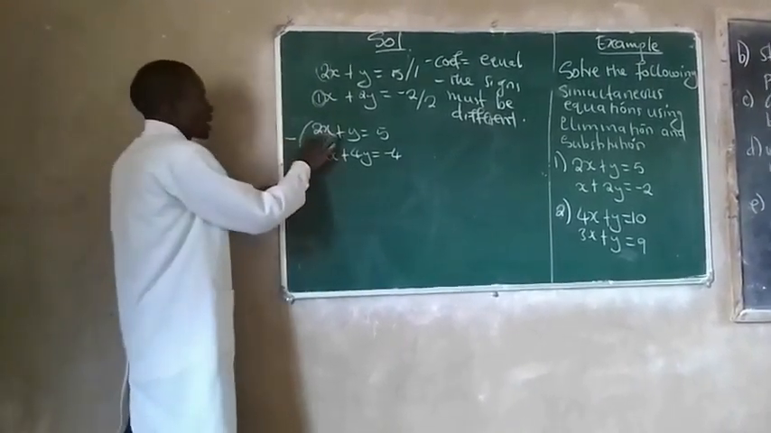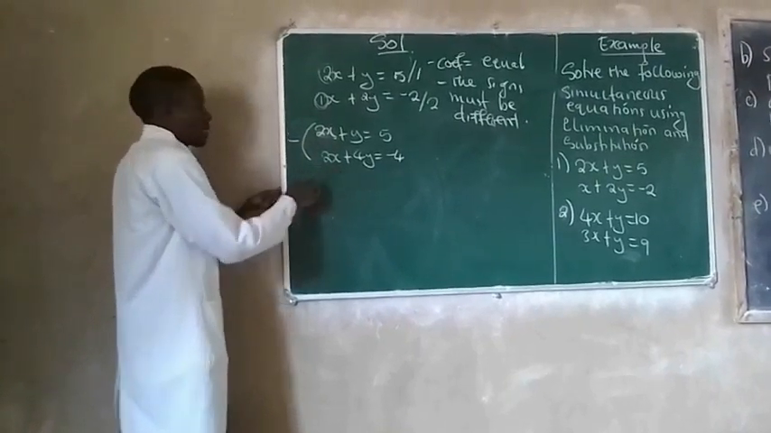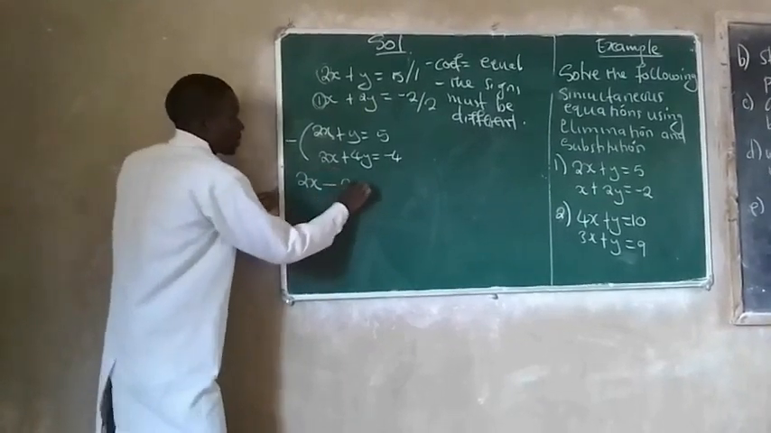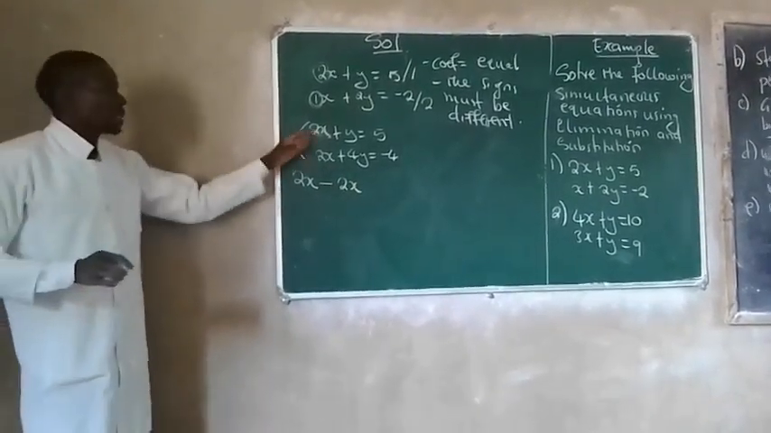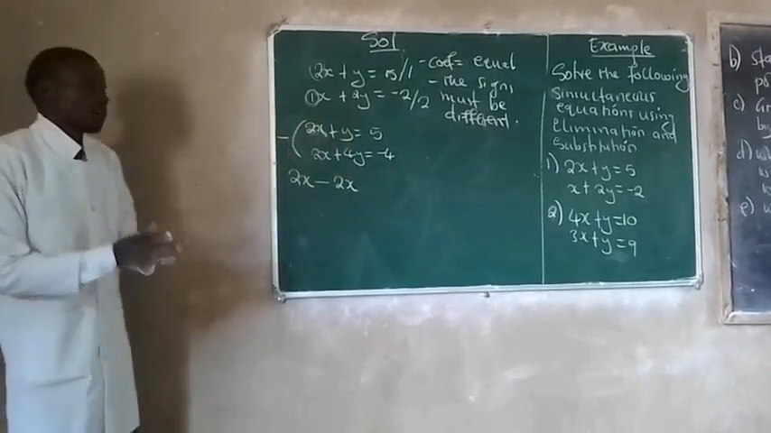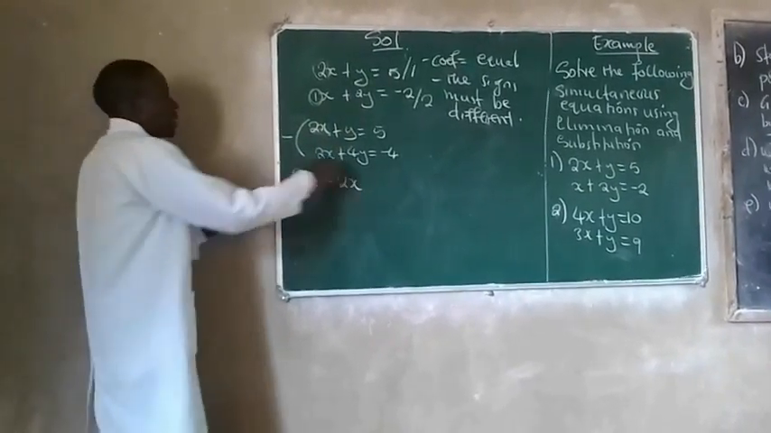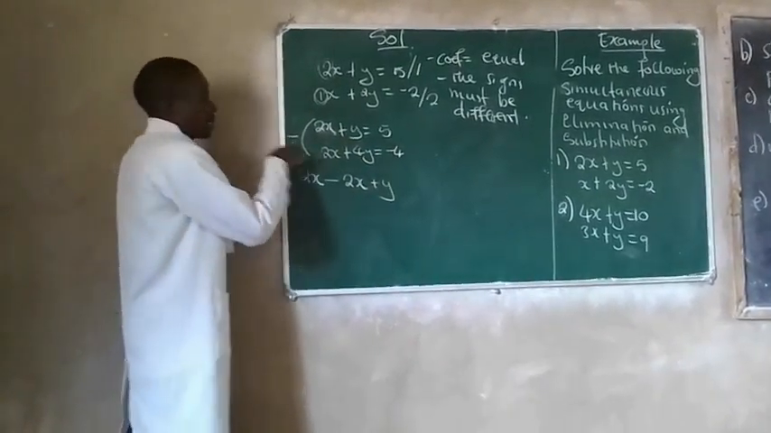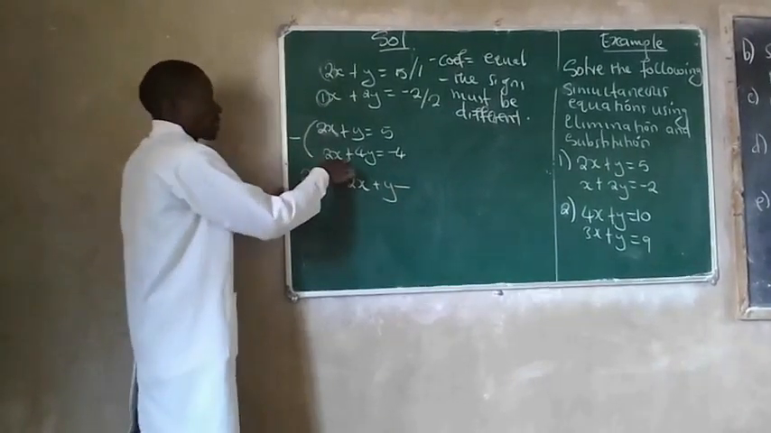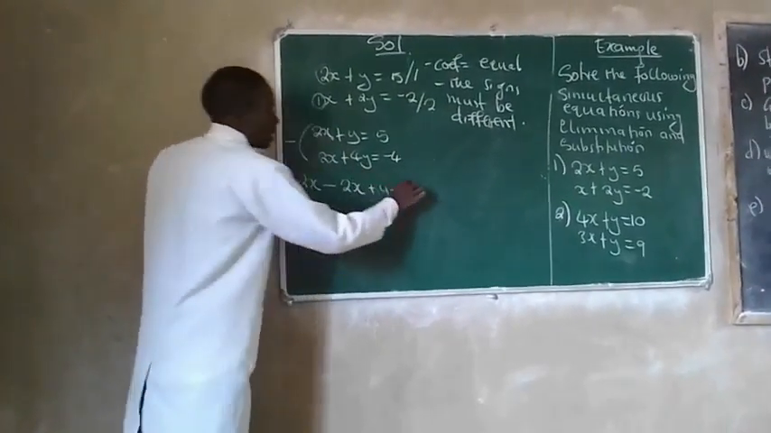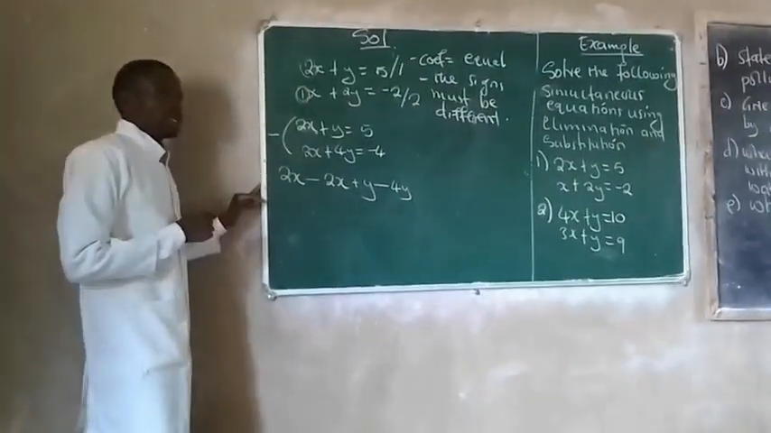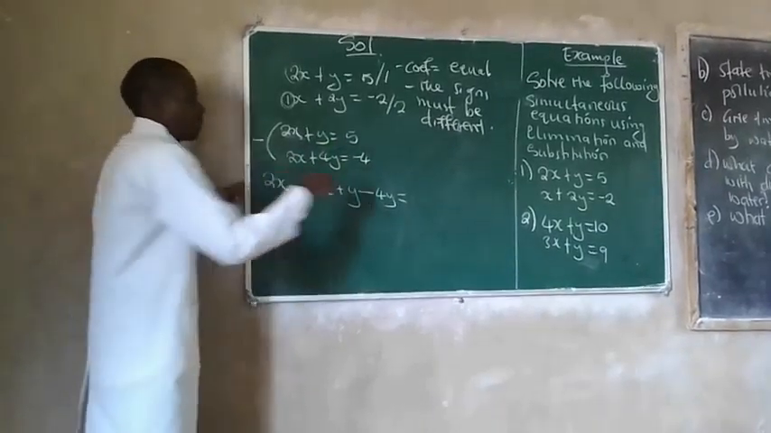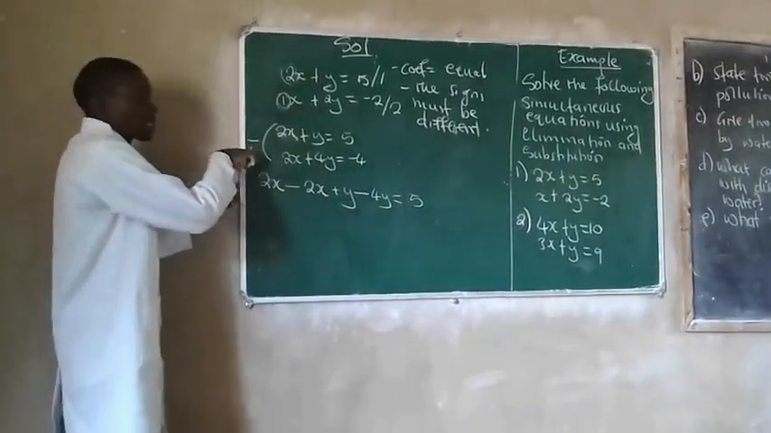So it will now be 2x minus 2x. This 2x here, minus this one, which is 2x. We are now combining, adding them together using a minus. Then we have plus y minus, so you are saying minus positive 4y, which changes to minus 4y. Then equal to, we have 5, so it's 5 minus negative.